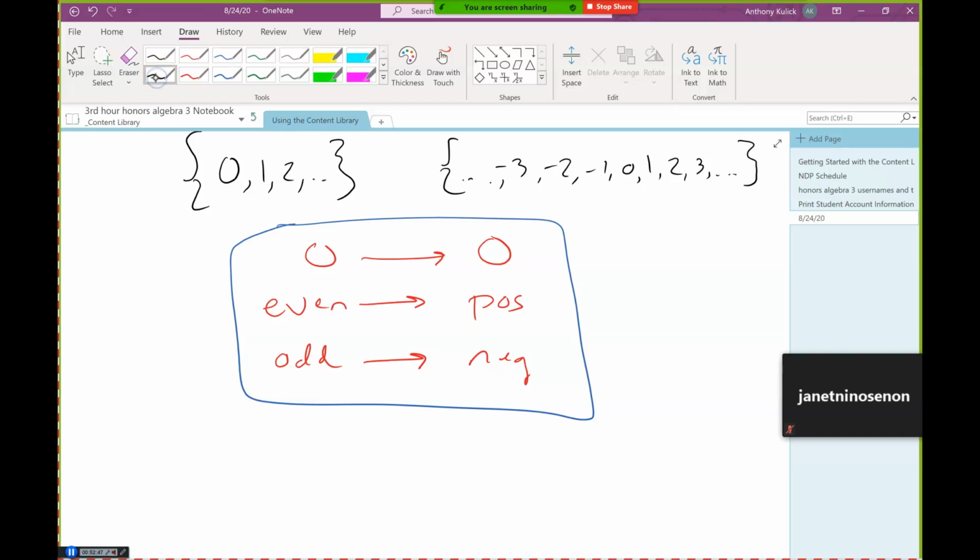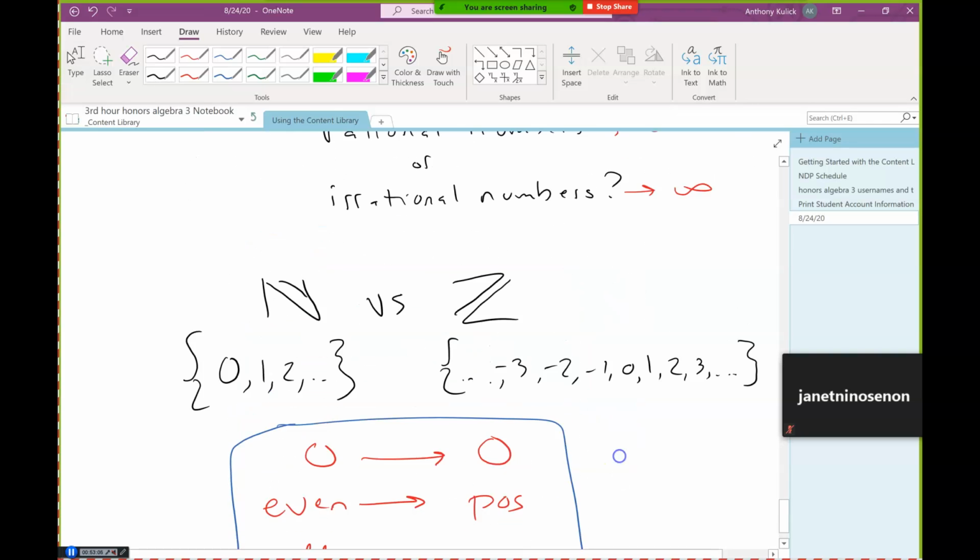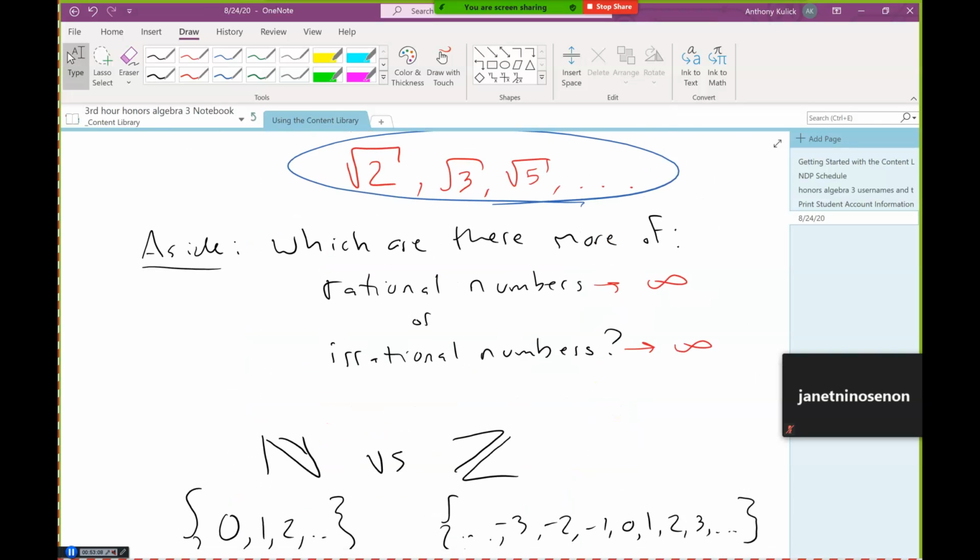So there we have two things that have the same size of infinity, right? So you can't just necessarily say, okay, all the natural numbers are inside of the integers, so the integers have to be bigger. That's not good enough, right? Because here we've shown they are the same. So let's go back and think about this rational versus irrational.